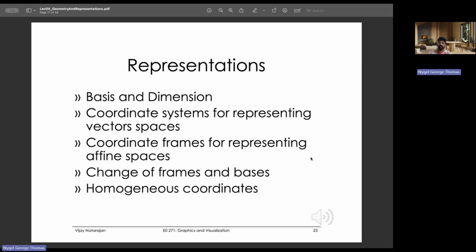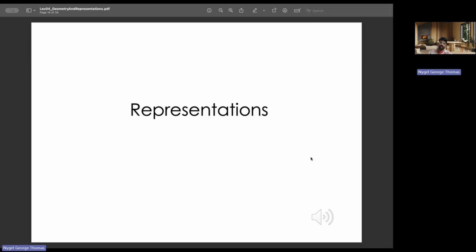Now we'll look at representations, as the next topic.